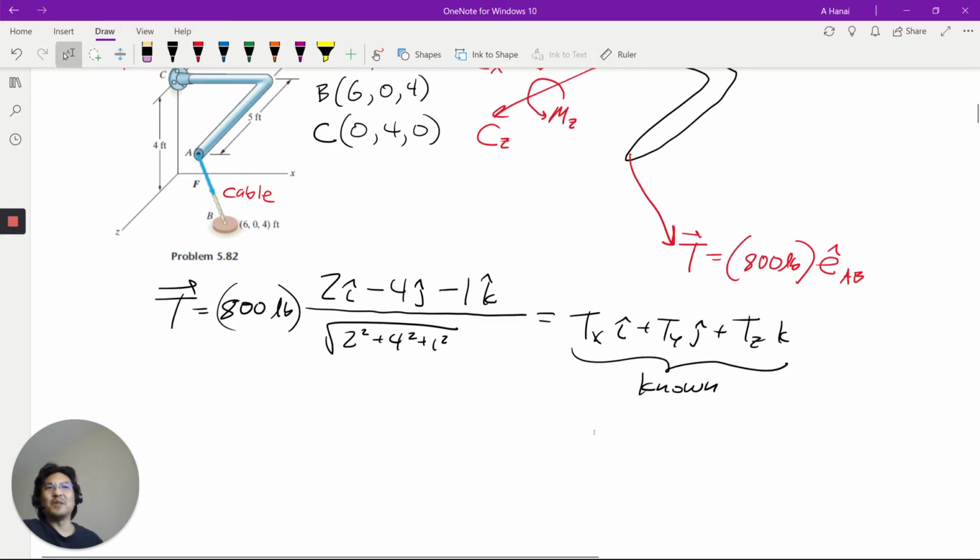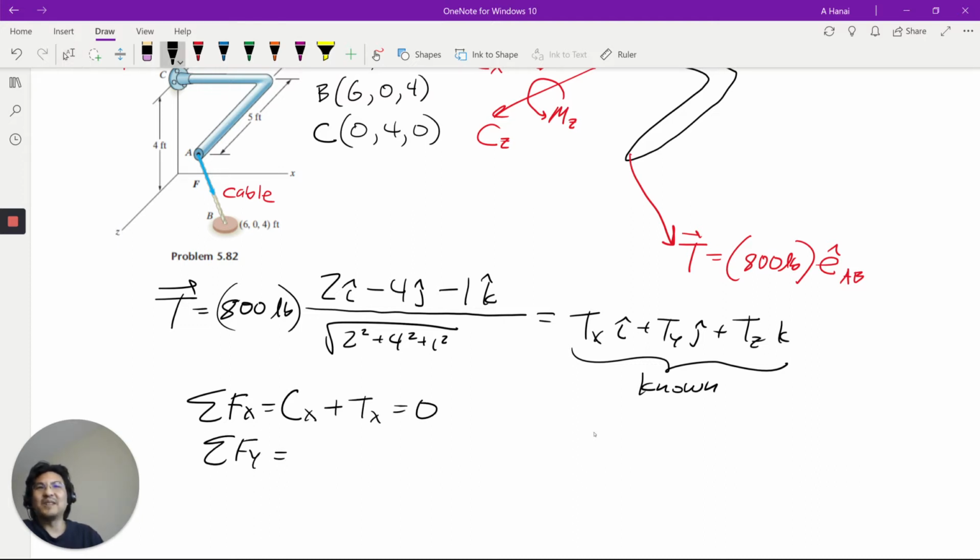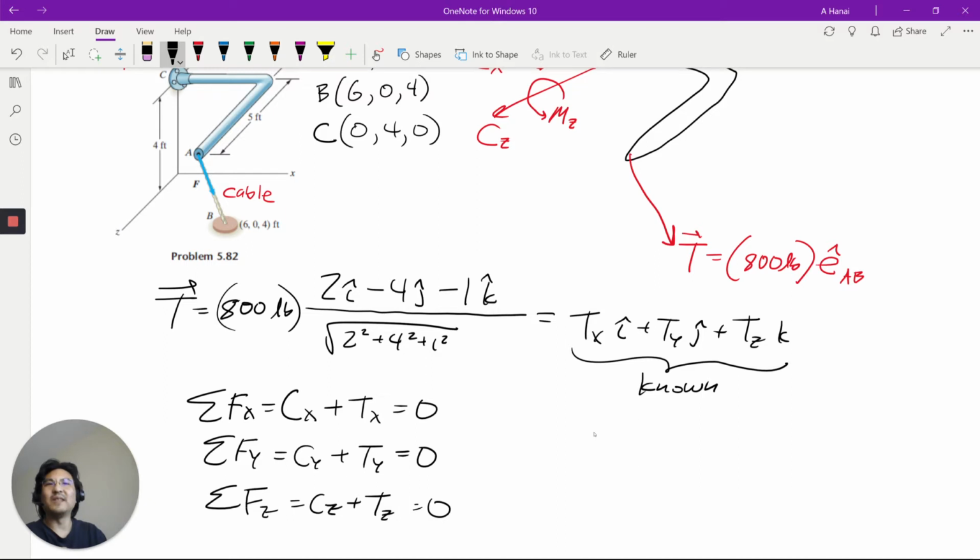So then when you write some forces in X, some forces in Y, some forces in Z, right? These are known, these are unknown. So that means you can solve, right? 3 equations, 3 unknowns.